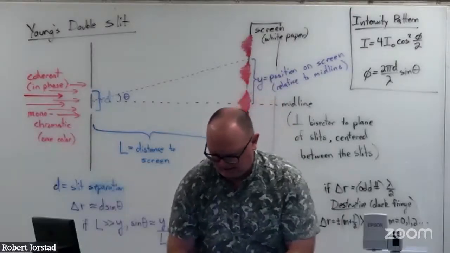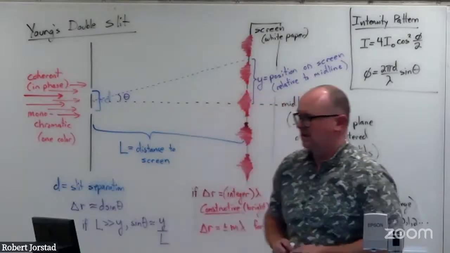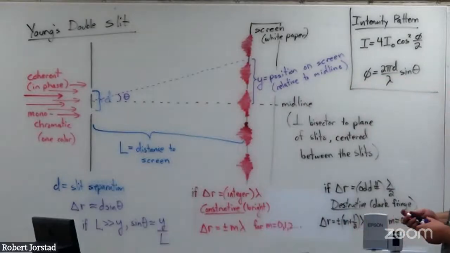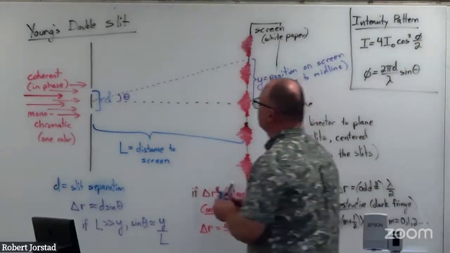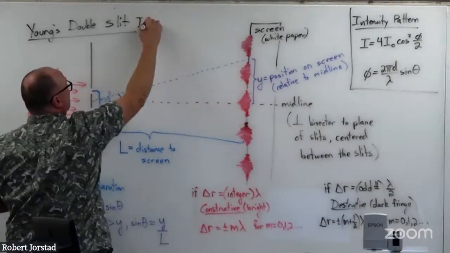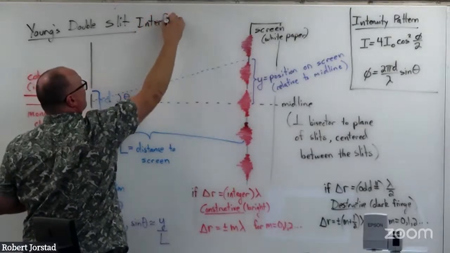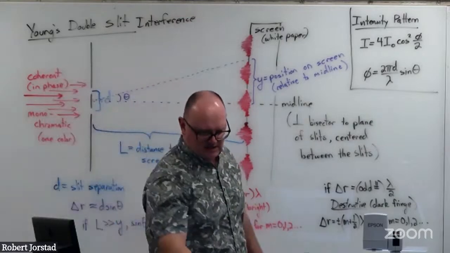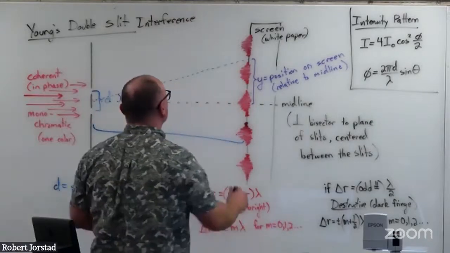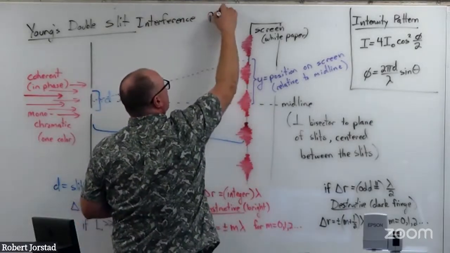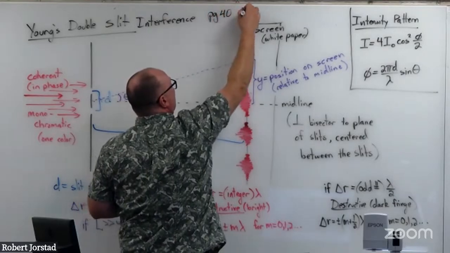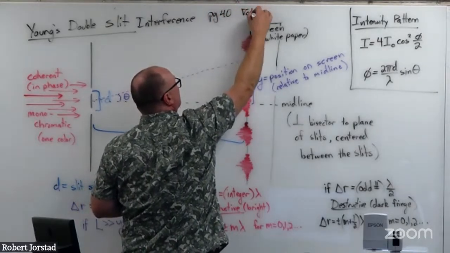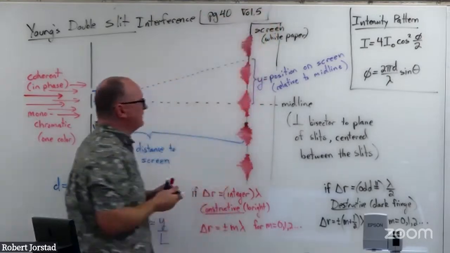All right, here we go. I want to talk about the double slit interference pattern. And for reference, this is on page 40 of volume 5. All right, let's get this done.